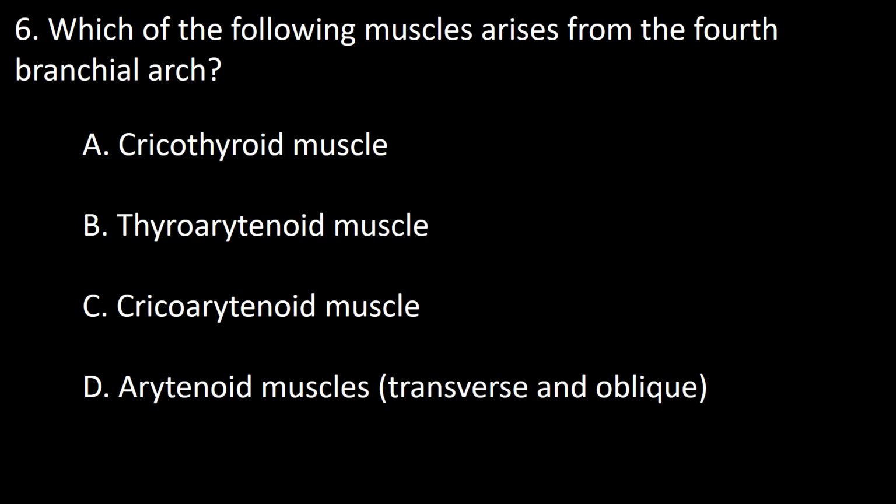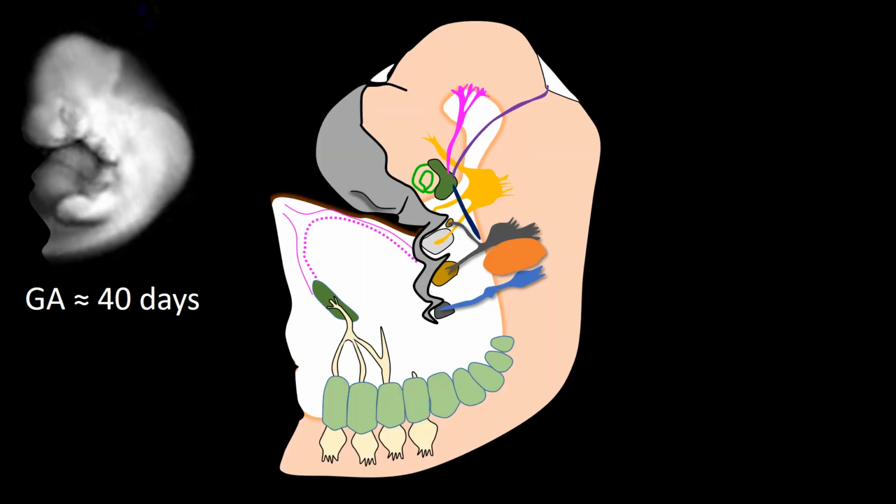Next question. Which of the following muscles arises from the fourth branchial arch? A. Cricothyroid muscle. B. Thyroarytenoid muscle. C. Cricoarytenoid muscle. D. Arytenoid muscles, transverse and oblique. As you can see, this is the last illustration. I have added the fourth branchial arch mesenchyma and the sixth branchial arch mesenchyma.